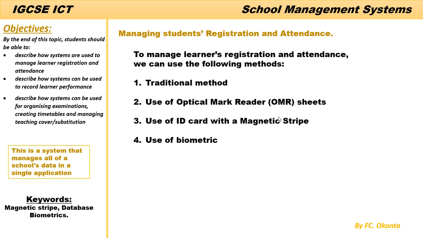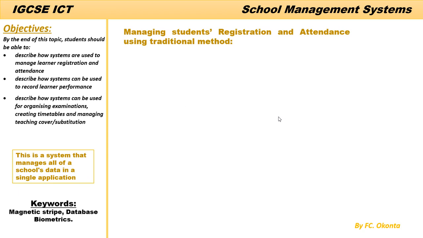Then the third one is the use of magnetic stripe. In this one, the student will come into school, swipe the card, and the time and date is recorded. Same goes for the use of biometrics. So these are all methods of managing student registration and attendance. Now, managing student registration and attendance using traditional methods.